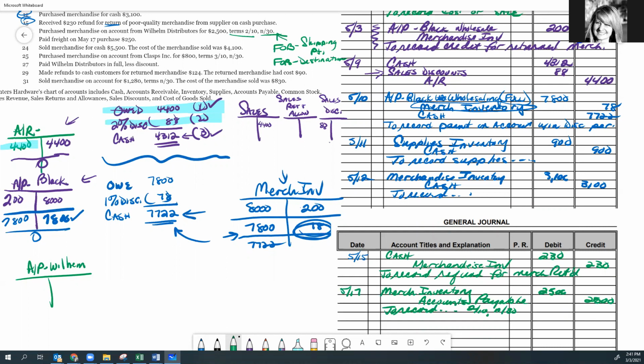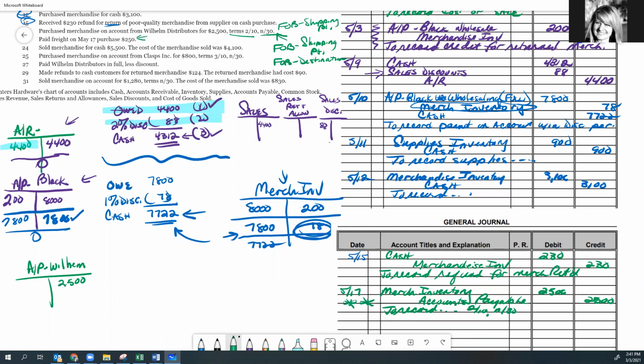So they didn't tell you here, but this would have been sold FOB shipping point because we know that we are paying for the shipping here on, let's see, it looks like it is the 19th. We're paying shipping of 250. By the way, let me put my 2,500 in here in my accounts payable account. That comes from my journal entry over here on the 17th.